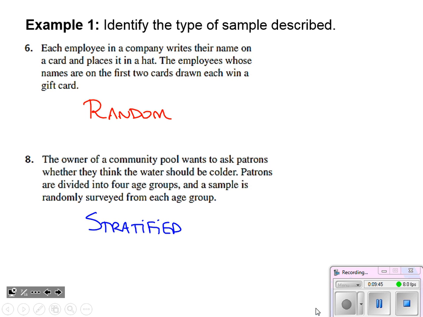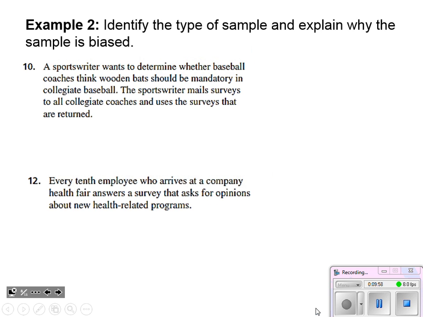This one's kind of tough to distinguish from clustering. What a cluster would look like here is if they had split the patrons up into age groups and then only sampled one of those age groups. So this is stratified because we're incorporating each of them. Okay, identify the type of sample and explain why it is biased. These are both biased samplings that are occurring, and we want to explain why that is happening.